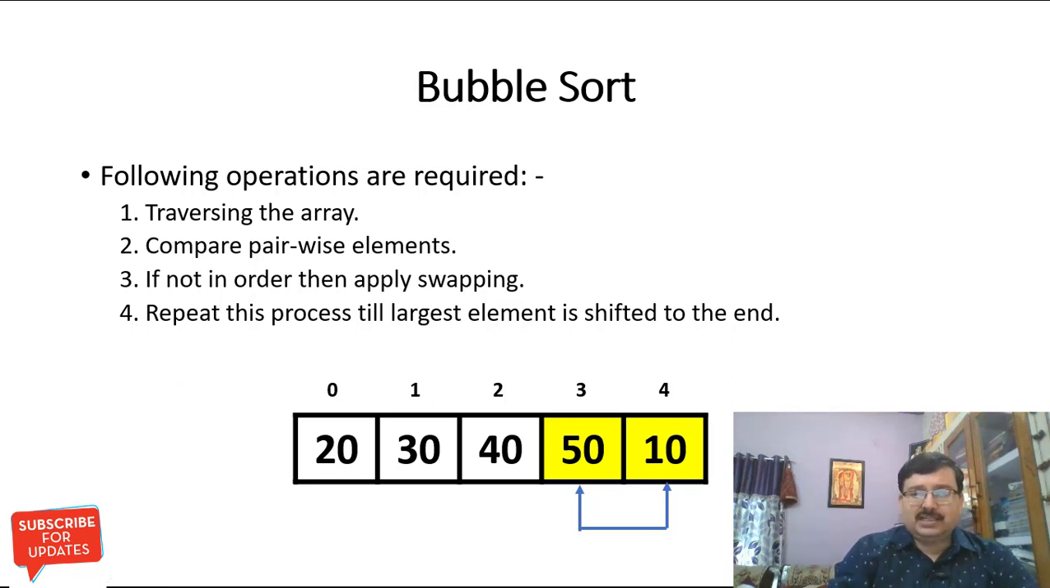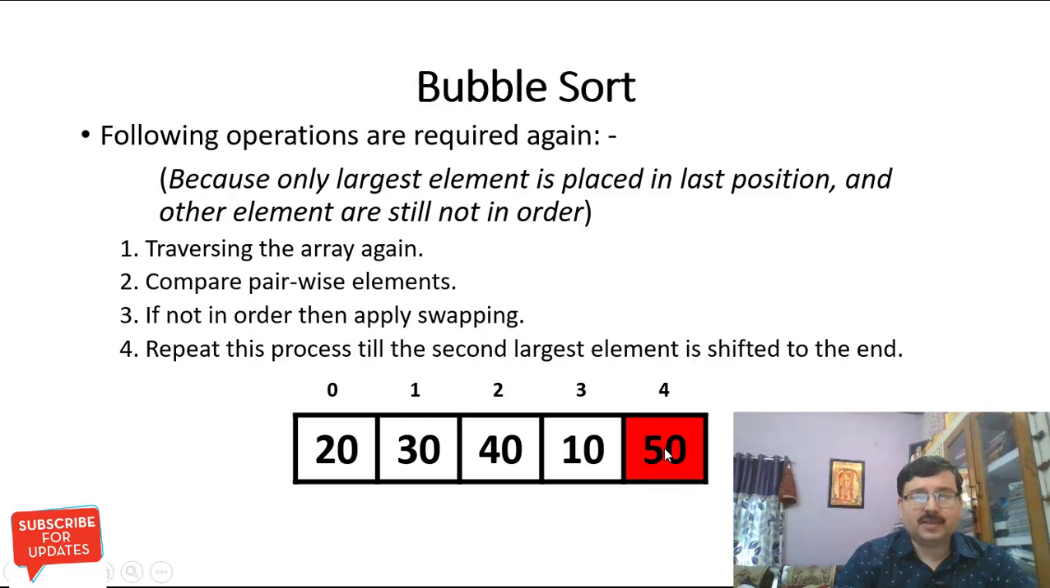Here 50 is greater than 10, so we have to apply swapping. So this is one complete iteration, and you can see the largest element is shifted to the end of the given array. The steps are very simple. We have to repeat this step again.